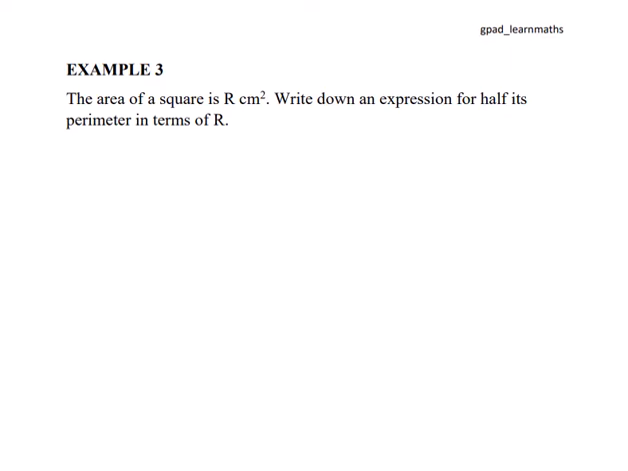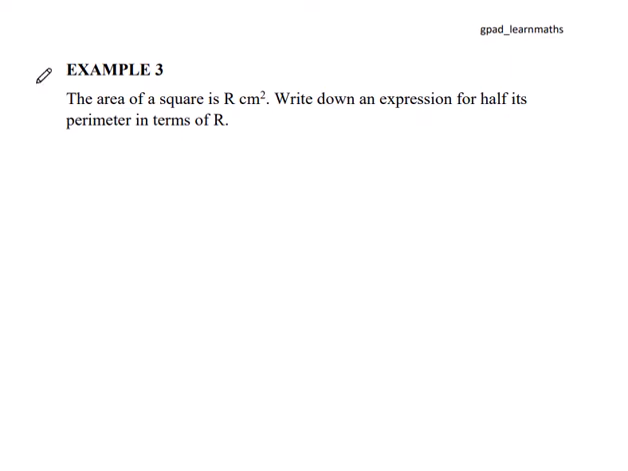This tutorial is a sequel to the last tutorial on plane shapes. So we have an example here. The area of a square is r centimeter square. Write down an expression for half its perimeter in terms of r.